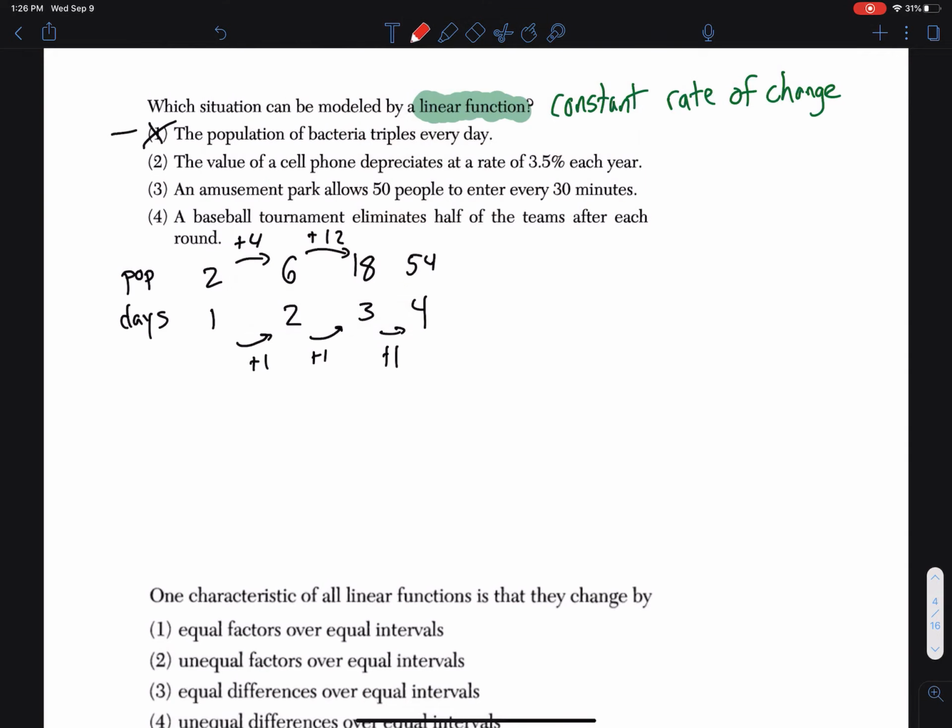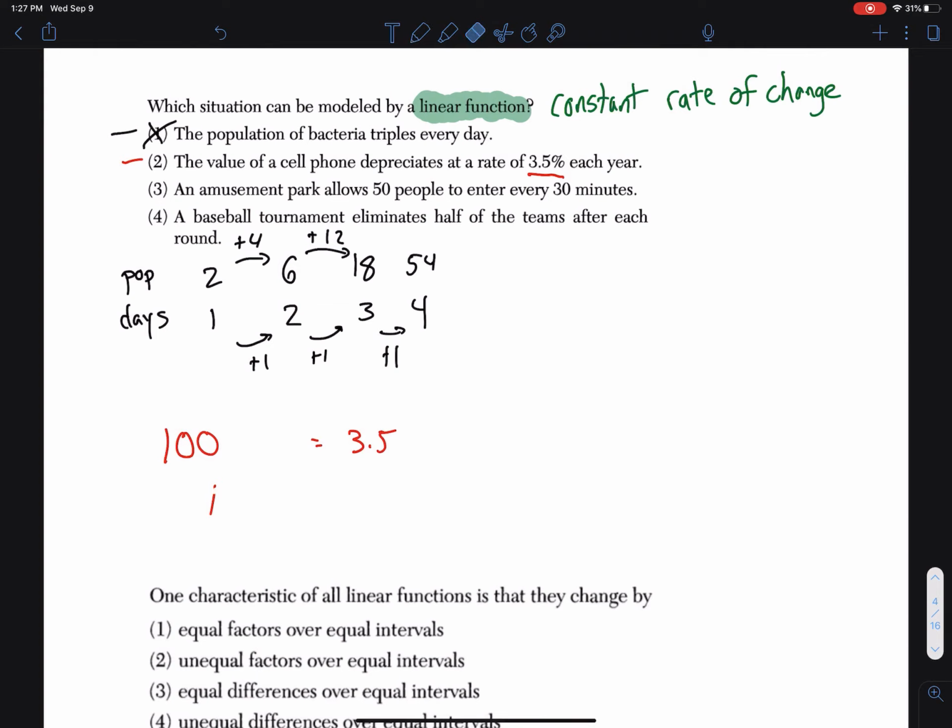Let's check out choice 2. Choice 2 says the value of a cell phone depreciates at a rate of 3.5% each year. Whenever we're talking percent, that is never linear. Think about this in a different way. If I ask you for 3.5% of 100, multiply 100 by 0.035, and you'll get 3.5. But then think about 3.5% of 1, it's going to be much less than 3.5. So when you take percentages of numbers, it's always different depending on the number.